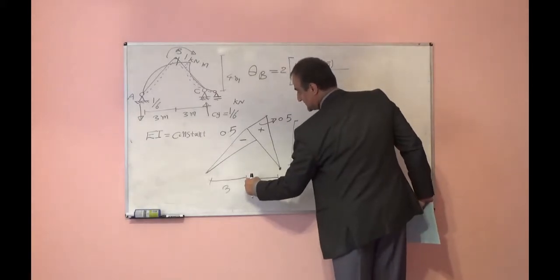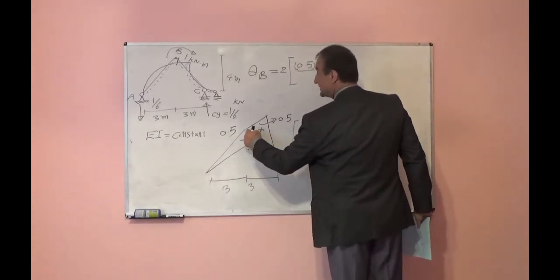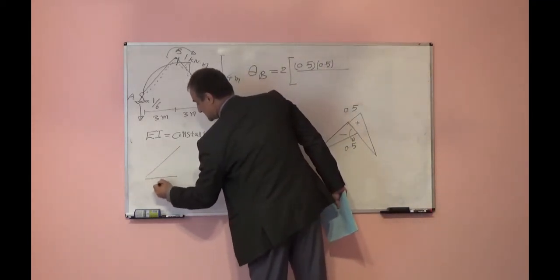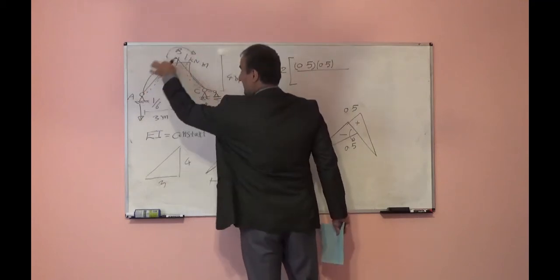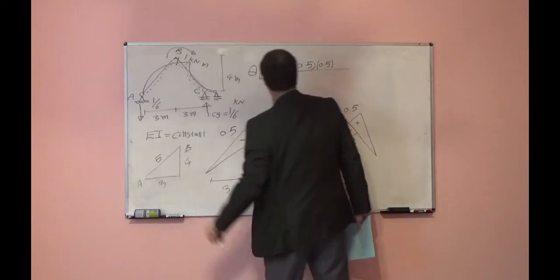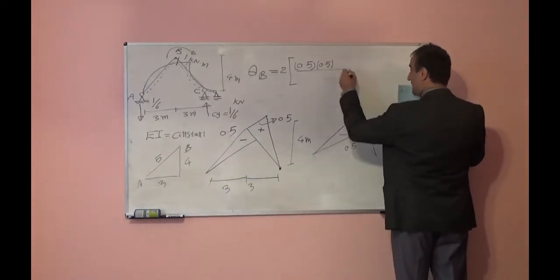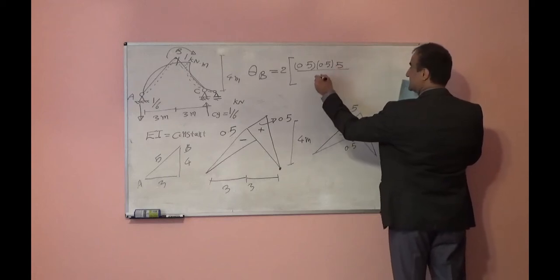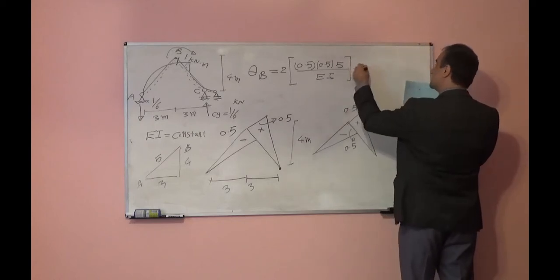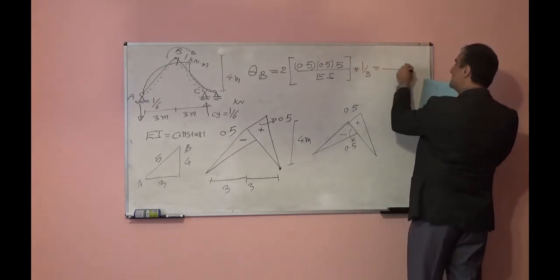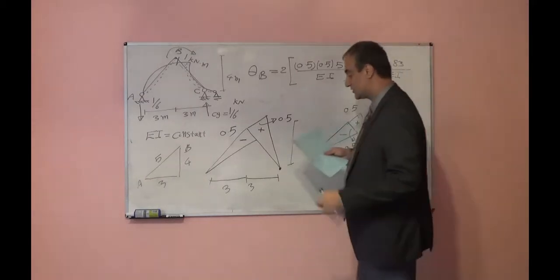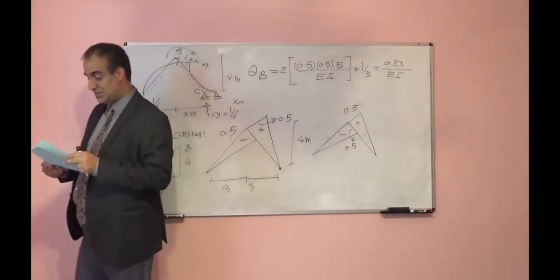If from here to here it is 3, and from here to here it is 4 meters. Let's look at here. This is 3, this is 4. So the length for AB we can find, it is 5. Times the length of AB part, it is 5, over EI, times the triangle to triangle coefficient, 1/3. That will be 0.83 over EI. That will be the rotation at joint B.